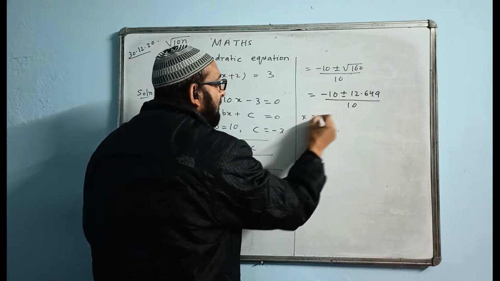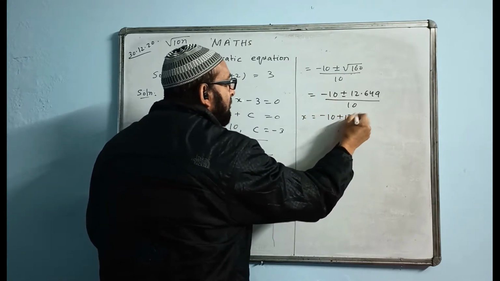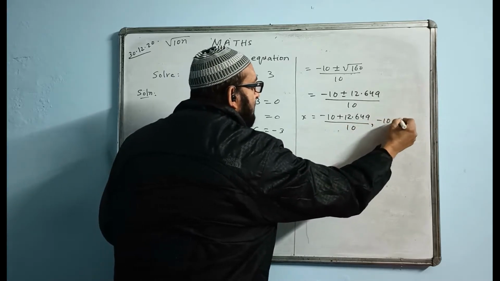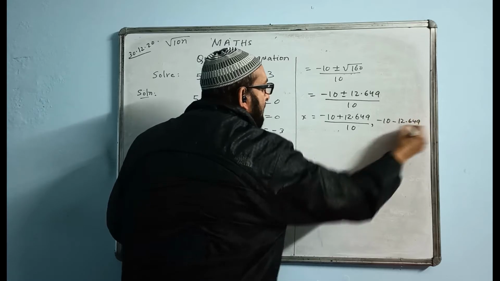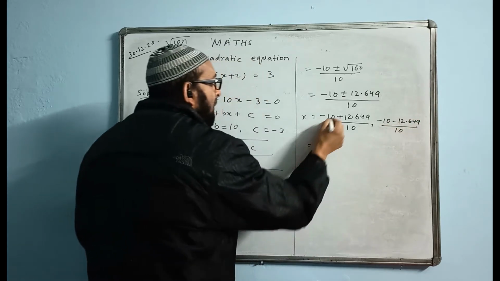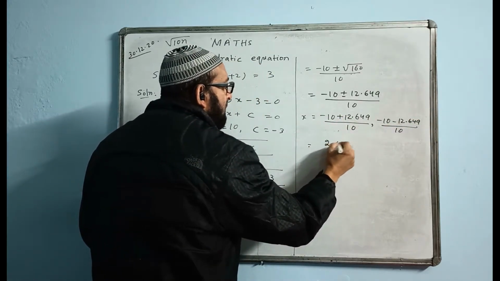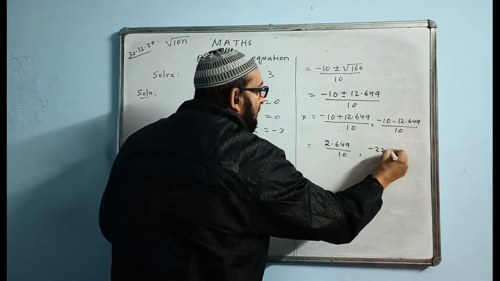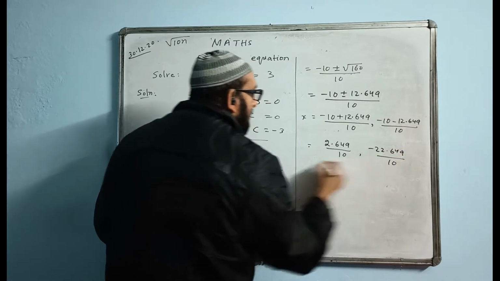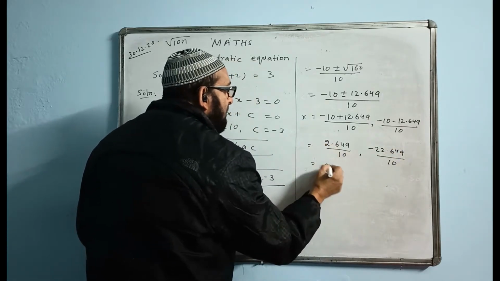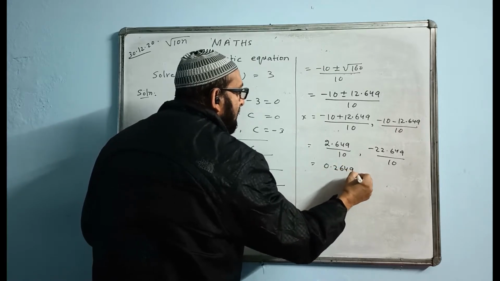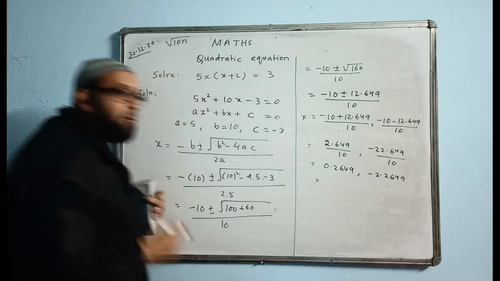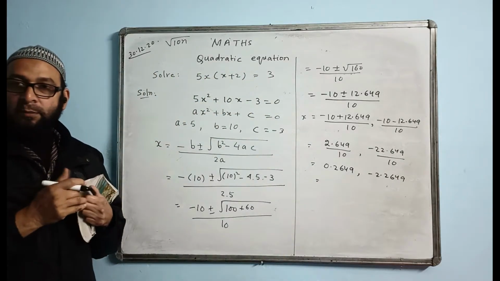Then your answer for x will come as minus 10 plus 12.649 by 10, comma, minus 10 minus 12.649 by 10. We subtract first. We get 2.649 by 10, comma, minus 22.649 by 10. The decimal point will be shifted back, giving 0.2649 and minus 2.2649. Now we are rounding off according to the question.